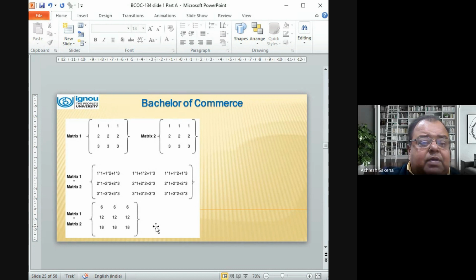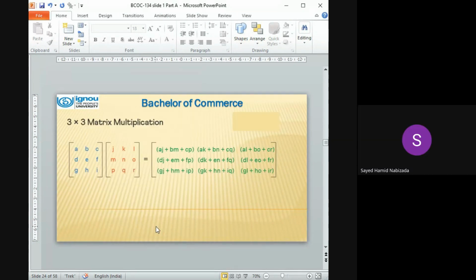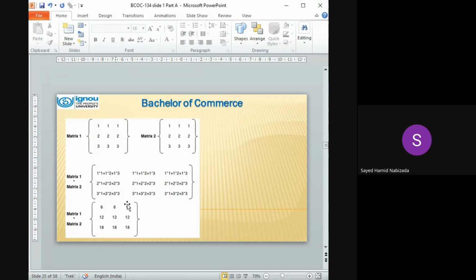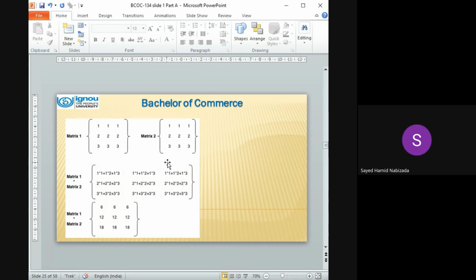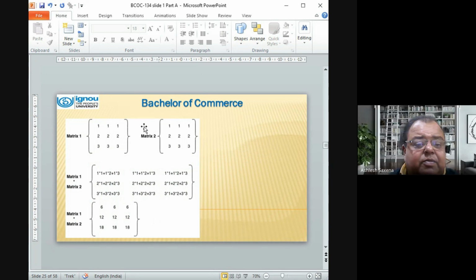1 will be multiplied by 1, then 1 will be multiplied by 2, and then 1 will be multiplied by 3. The same method that was shown to you over here. You can see, left to right will be multiplied by top to bottom.